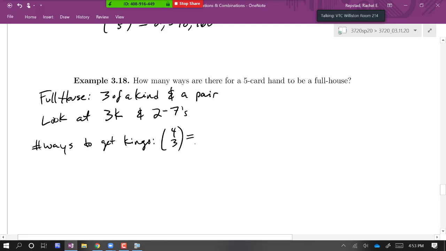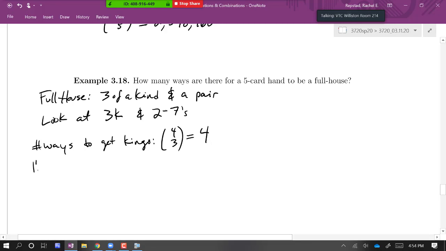What should 4 choose 3 be equal to? 4. Yeah, because 4 choose 3 is the same as 4 choose 1, right? So if I've got 4 cards and I just want to pick 1, there's obviously 4 ways I could do that, right? Pick one of those 4 cards.